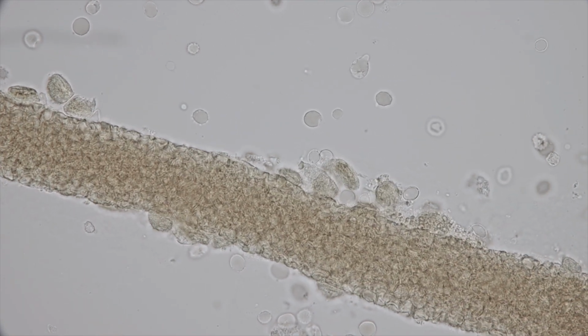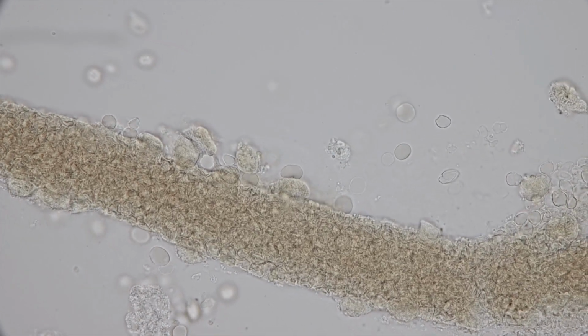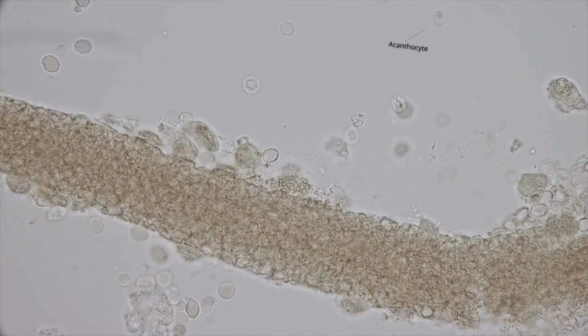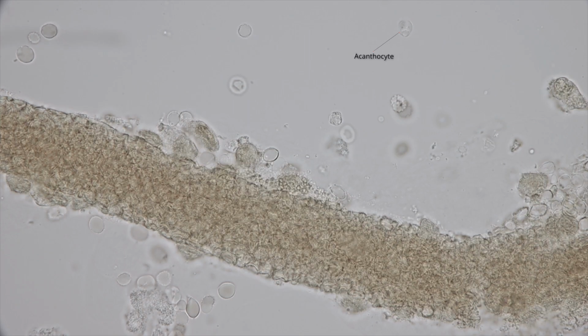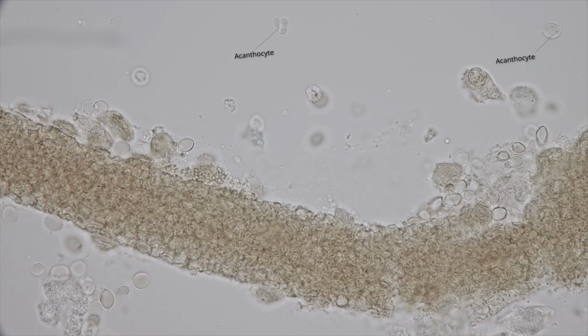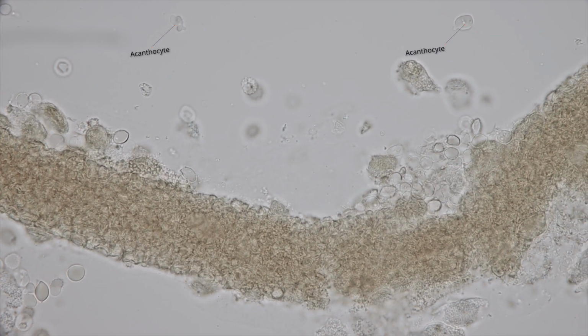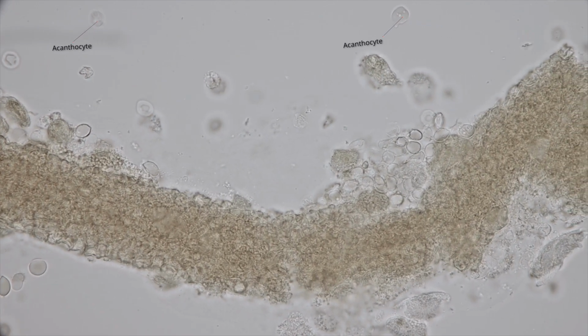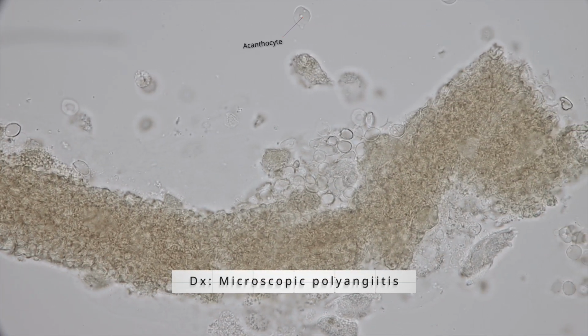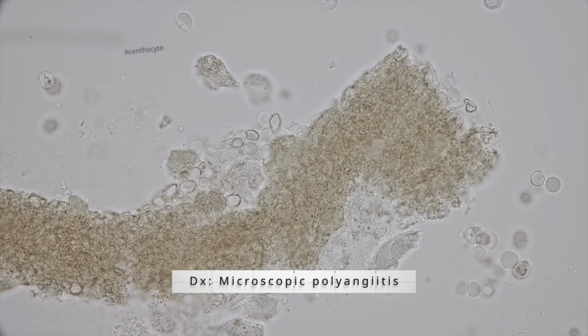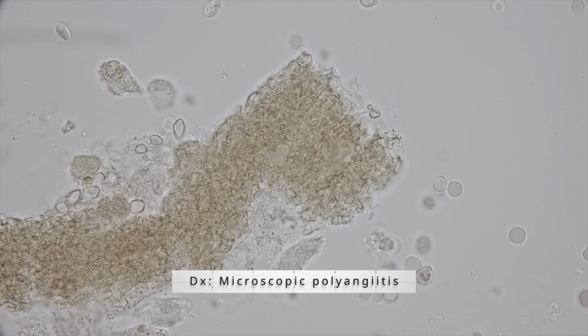We see a few acanthocytes floating by, some tubular epithelial cells adherent to the outside of the cast. And here on the right side, we'll see some preserved red blood cells. In this case, the ultimate diagnosis was microscopic polyangiitis.